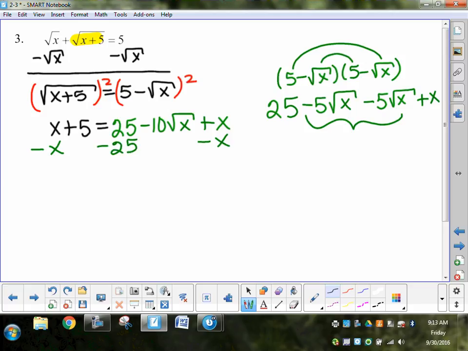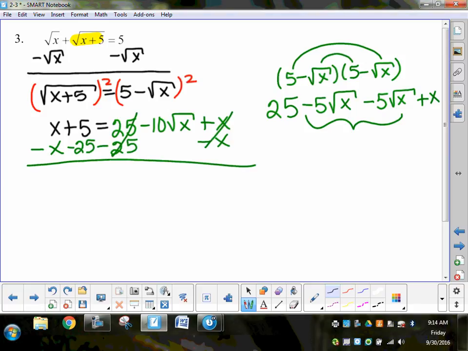All of a sudden, this is going to get a lot easier. This is wiped away. This is wiped away. I've got negative 10 root x over here. What am I left with on the left-hand side? Tommy? No. Left side. Be careful. Who can tell me? Just a negative 20. These guys are wiped out also. Boy, all of a sudden this got really, really easy.